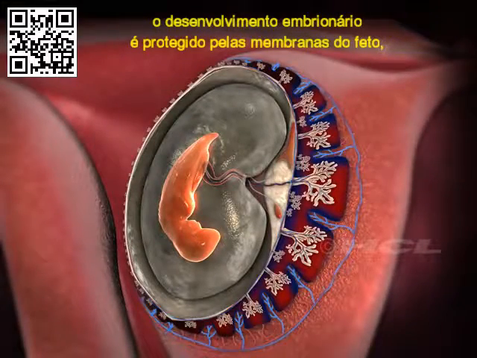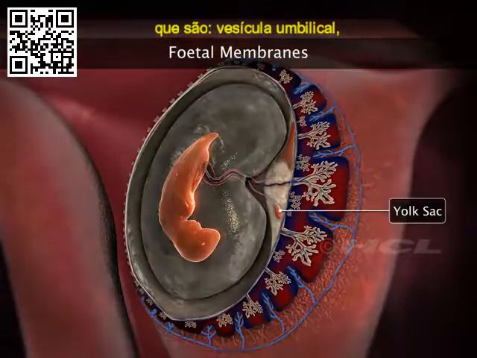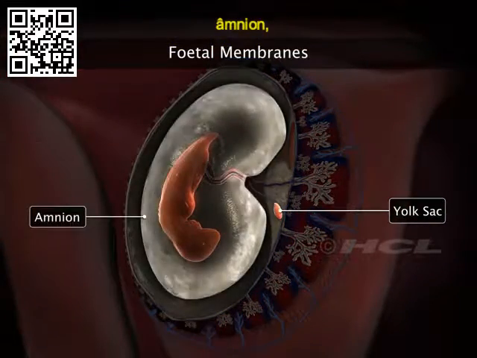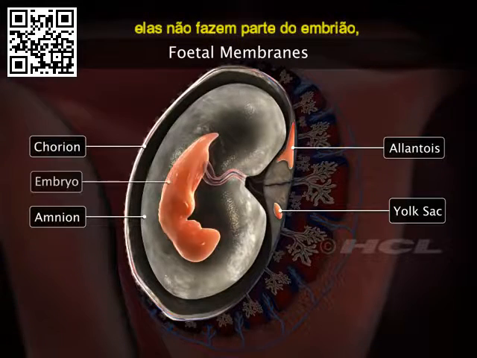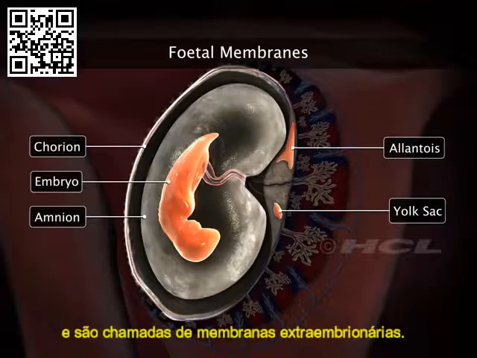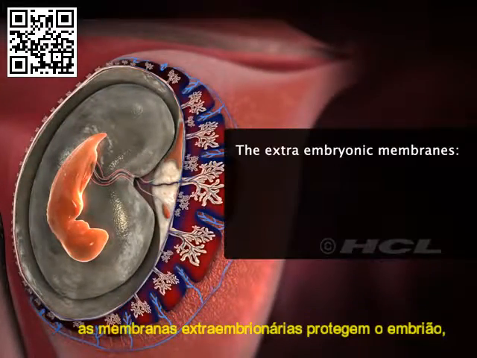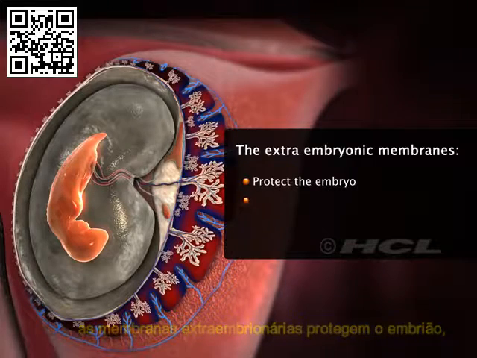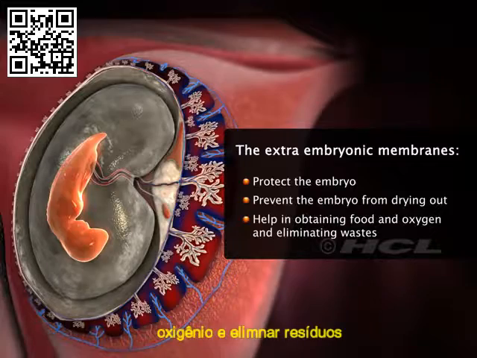The developing embryo is protected by fetal membranes. These are the yolk sac, amnion, chorion, and allantois. They are not a part of the embryo and are called extraembryonic membranes. The extraembryonic membranes protect the embryo, prevent it from drying out, and help in obtaining food and oxygen and eliminating wastes.